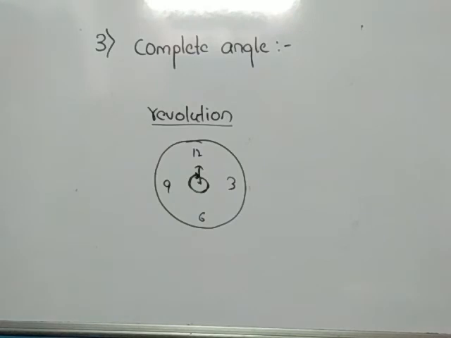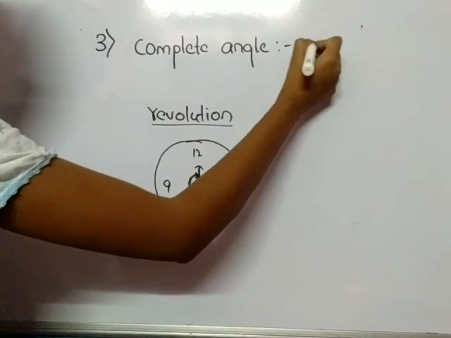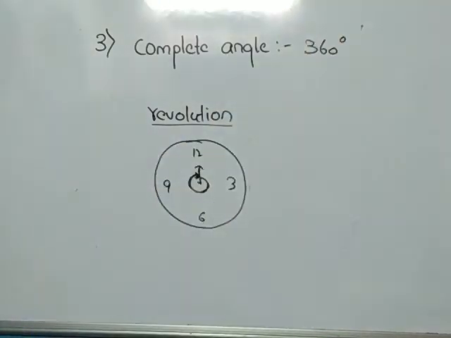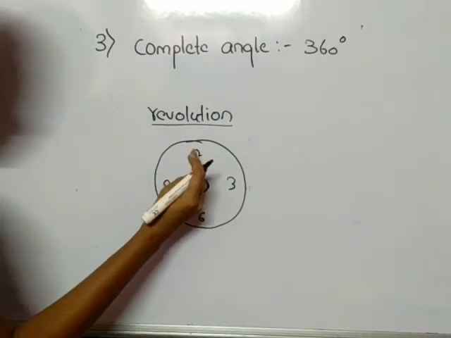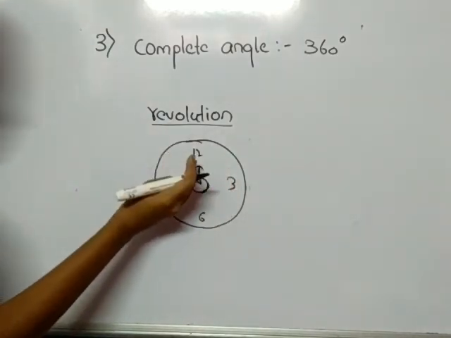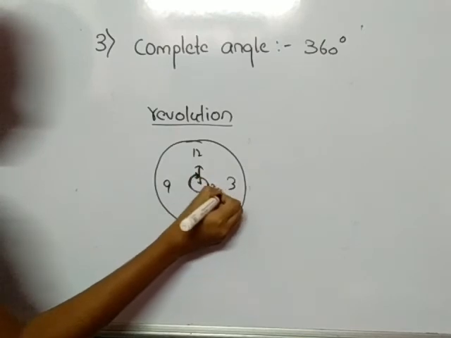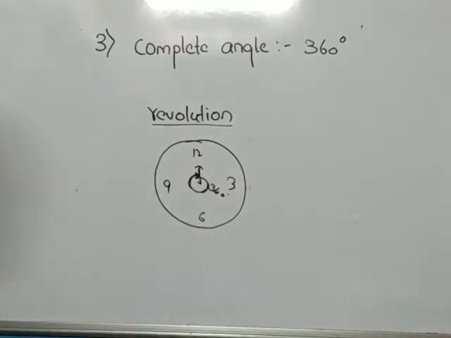The angle made by the complete angle will always be 360 degrees. It means if it takes one full rotation, that will always be 360 degrees. Okay. Now this is about a complete angle. Once again I am going to define what a complete angle is. A complete angle is one complete revolution. One revolution is called a complete angle. A complete angle will always be 360 degrees.